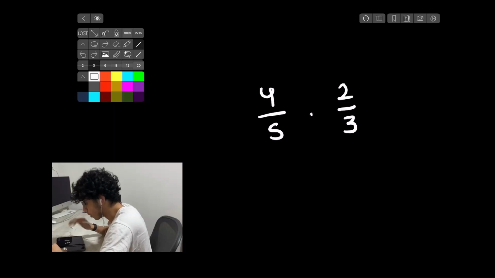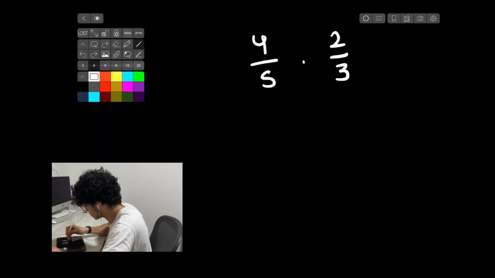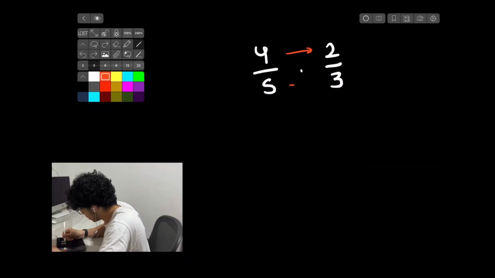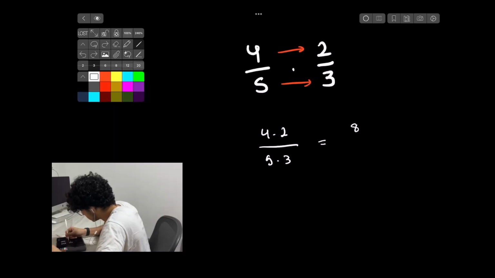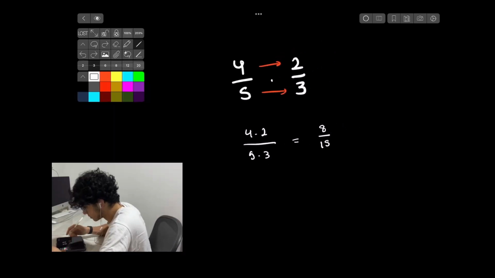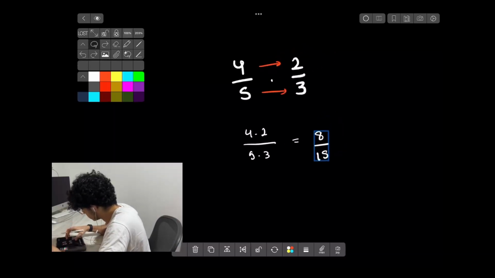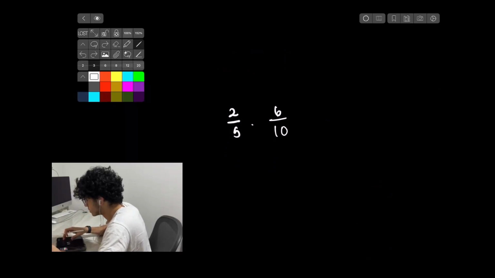Let's say we have 4 over 5 times 2 over 3. So this is going to be pretty simple. The top with the top and the bottom with the bottom. This is going to become 4 times 2 over 5 times 3, or 8 over 15. And that's pretty much it, because we can't simplify this. You'll see when you can. Let's do example number 2.